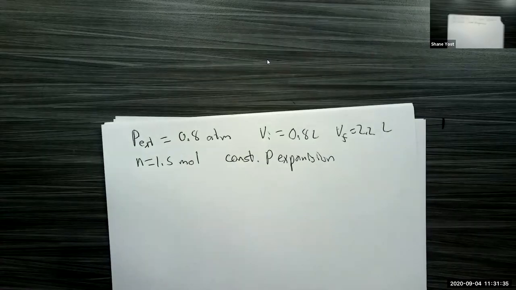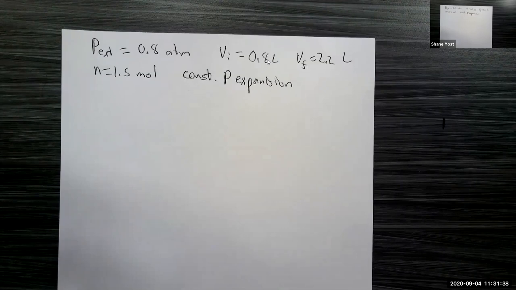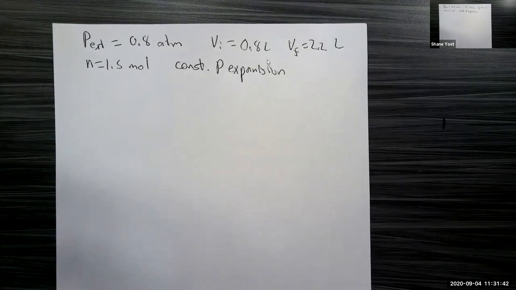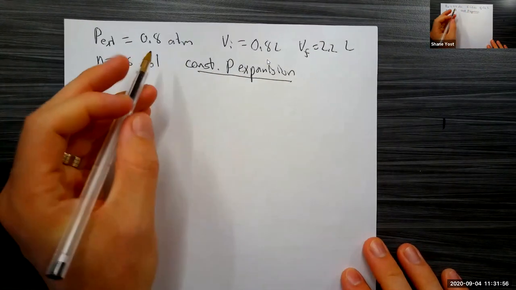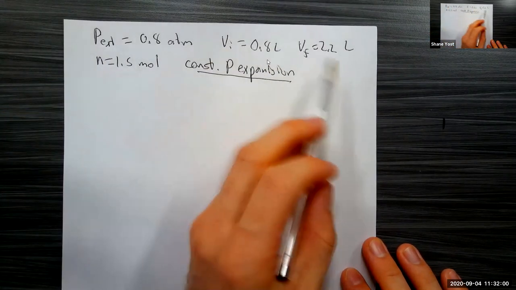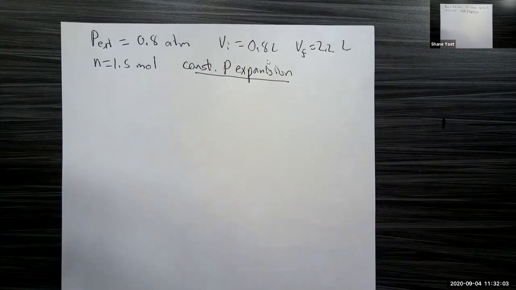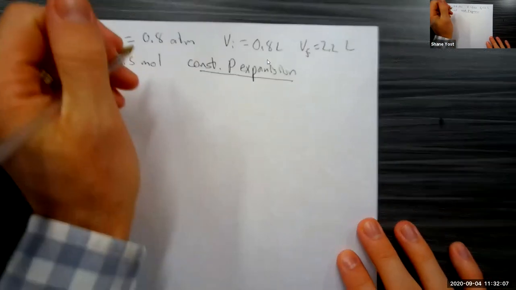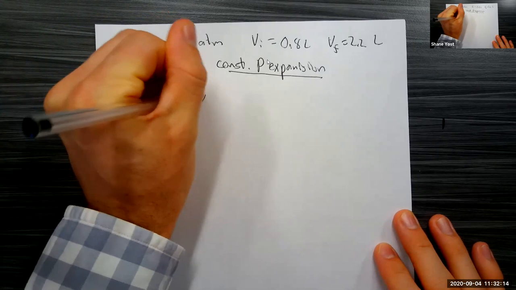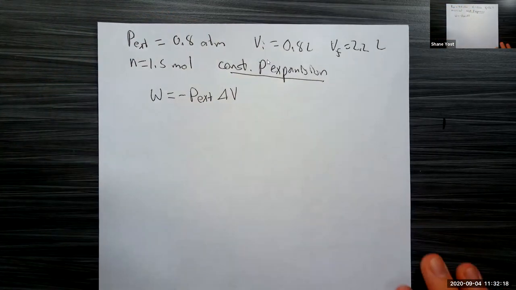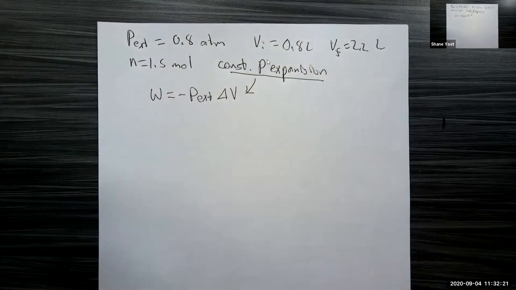So I recommend, for the problems that we deal with in this class, doing something like what I did. You can write it in more detail, but write out in your own words, summarizing the information given in the problem. In this problem, I'm told I'm expanding against a constant external pressure. I'm told what that pressure is, what the initial and final volumes are, and the number of moles. That summarizes all the information in the problem. Since it's a constant external pressure expansion, I know that the work is going to be equal to minus P external delta V.